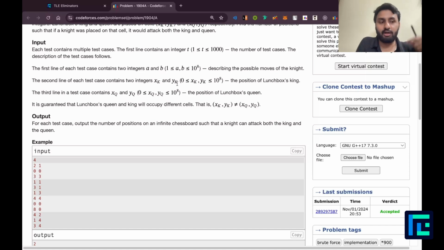then be like, okay, at that location, should I check whether the knight is able to attack both the king and queen? Is it possible for me to do this for every such cell? That's not possible, right? Because I have infinite number of cells to actually attack from where I could have attacked. So that is not feasible.